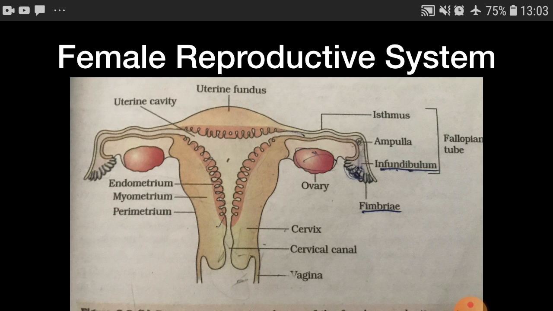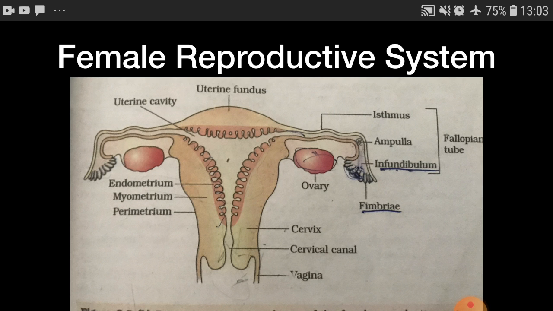The oviducts, that is the fallopian tubes, uterus and vagina, constitute the female accessory ducts. Each fallopian tube is about 10 to 12 centimeters long and extends from the periphery of each ovary to the uterus. The part closer to the ovary is the funnel-shaped infundibulum.